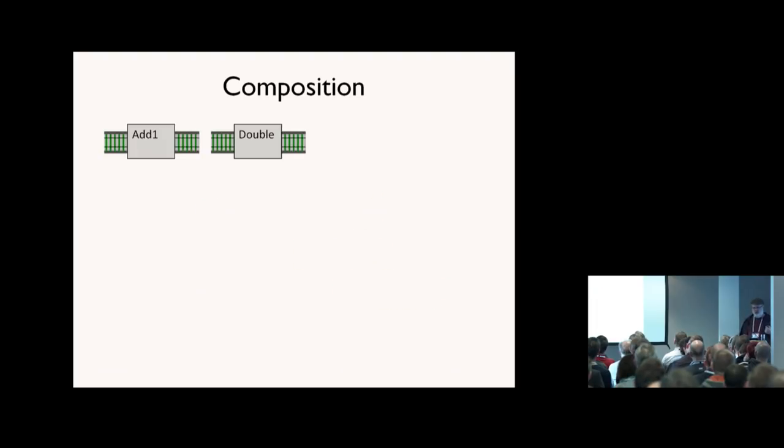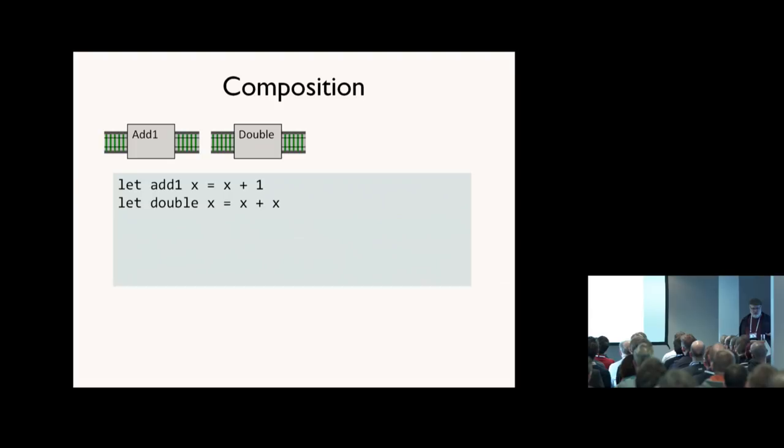All right, so let's look at some code. Let's say we've got an add one function and a double function. We want to glue them together. So this is F# code. In F#, you define a function by saying let. If anyone does Python, F# looks really like Python, except instead of saying def, you say let. So there's a double function, which is x plus x. Also, in F# you don't have a return keyword. The return value is the last thing in the definition. So in this case, it just returns x plus x.